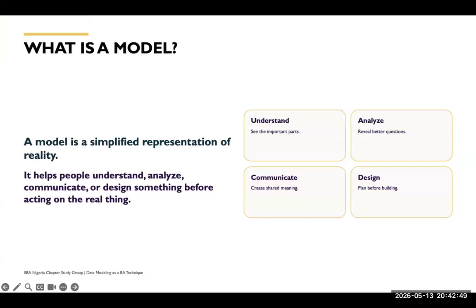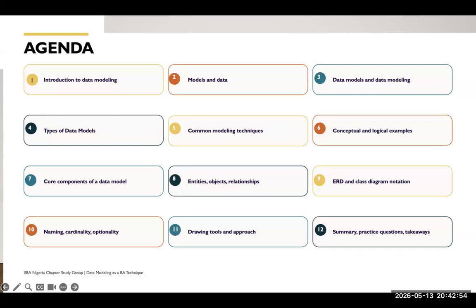So let's get into it. Today I'll be taking us through this agenda. This is practically our journey for today. We're going to start with the basics. We'll understand what a model is, what data is, and why businesses need data to run. Then we'll build towards the BA technique, which is data modeling, and go into more detail as much as we can within the time that we have, and how to identify entities, attributes, and basically the anatomy of a data model.